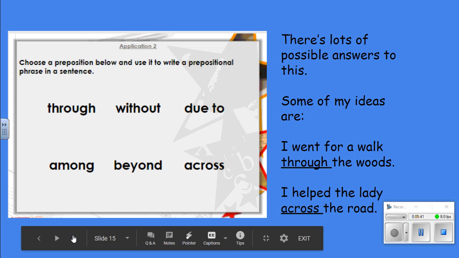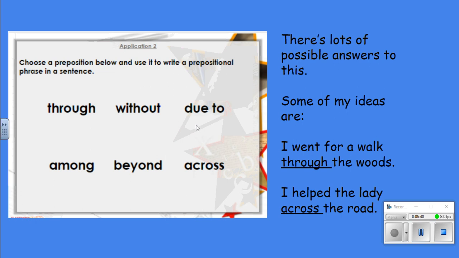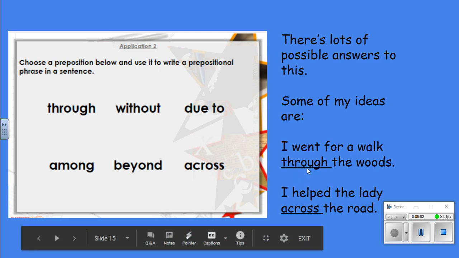Okay, I hope you've come up with some good ones. There's lots of possible answers to this. So as long as you've got a preposition and you've made it into a prepositional phrase by putting a noun after it, it won't be wrong as long as you've got that structure, okay? So I had a couple of ideas. I went for a walk through the woods. Through is my preposition and woods is my noun. And I helped the lady across the road. Across is my preposition and road is my noun.